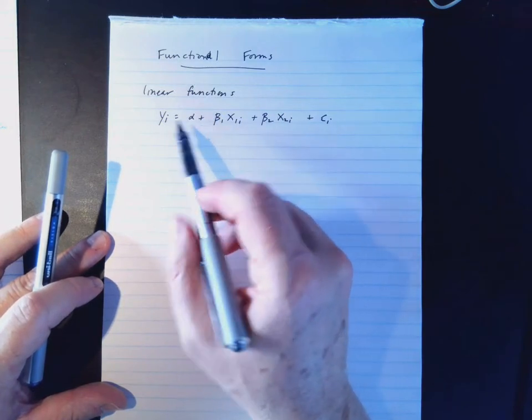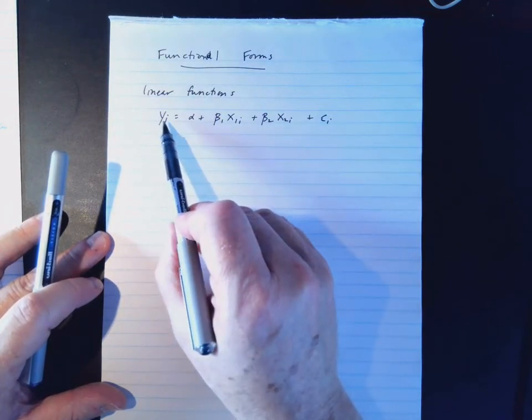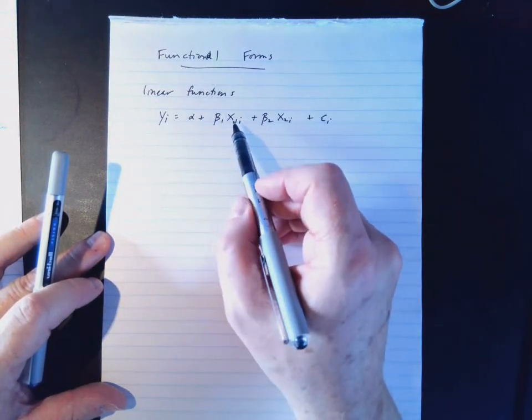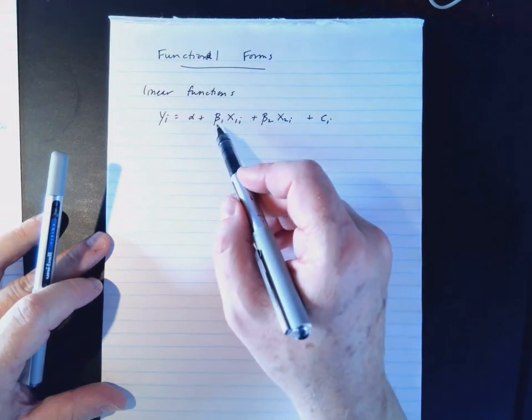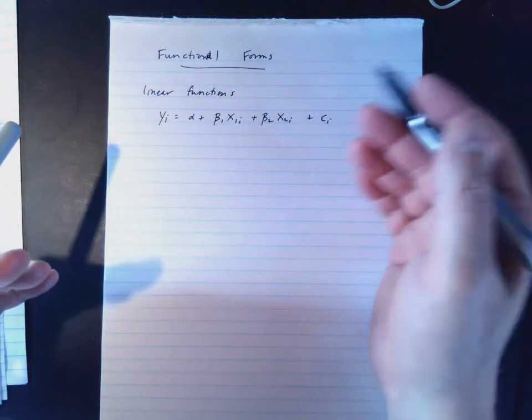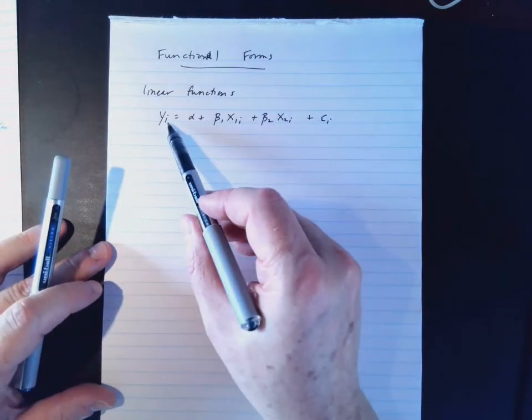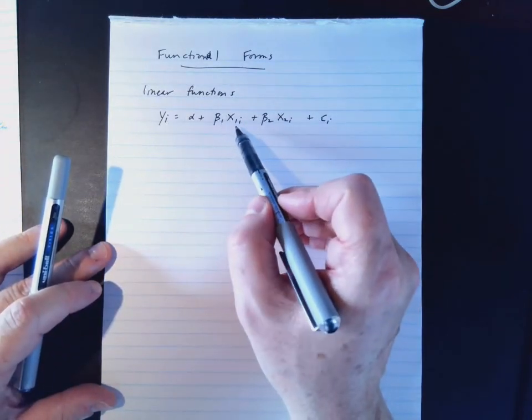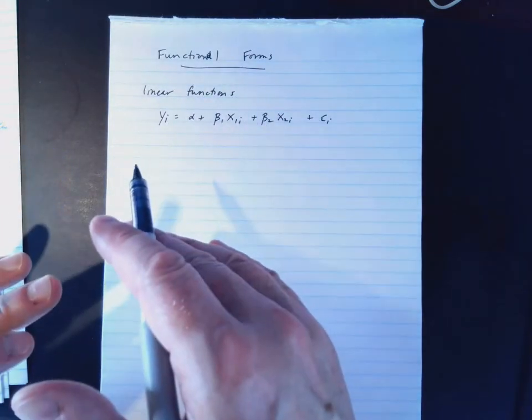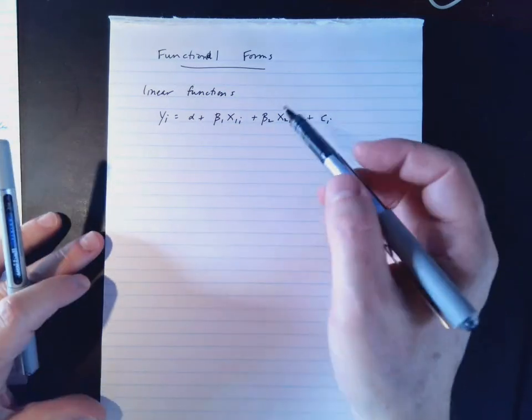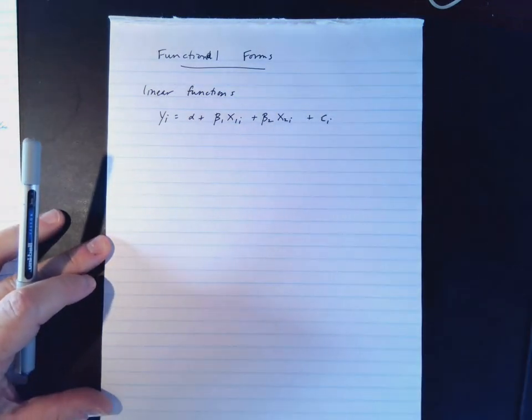Or you can think of it this way: if you took the derivative of y with respect to x1, you'd get a result, beta 1. x1 would disappear. If you take the derivative of y with respect to beta 1, you'll get x1, and beta 1 will disappear. So either way, that's what we mean by linearity.